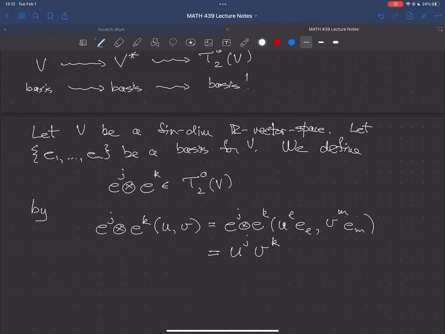And notice that this thing is bilinear. Bilinear kind of means a product of linear things. So it's linear in V and it's linear in U.